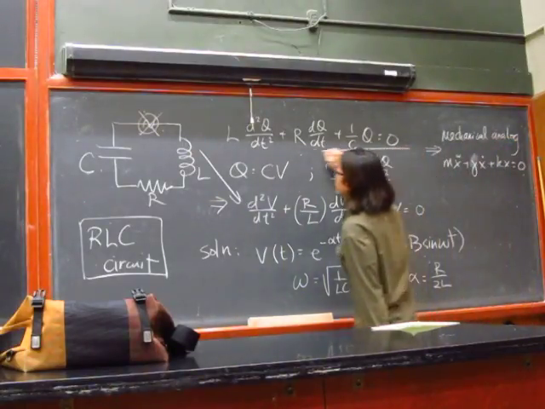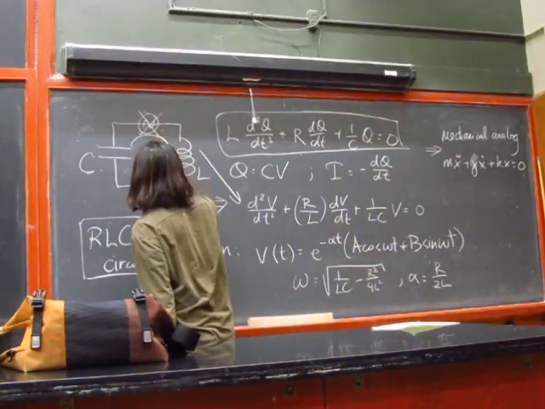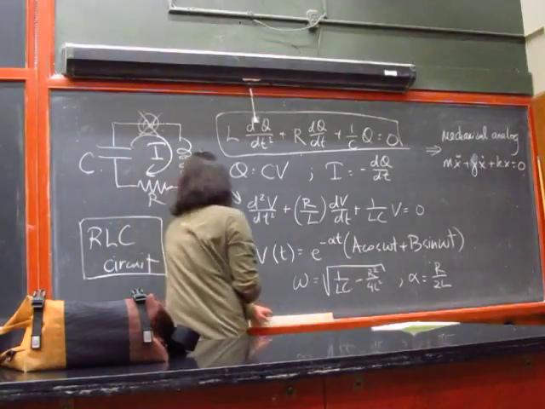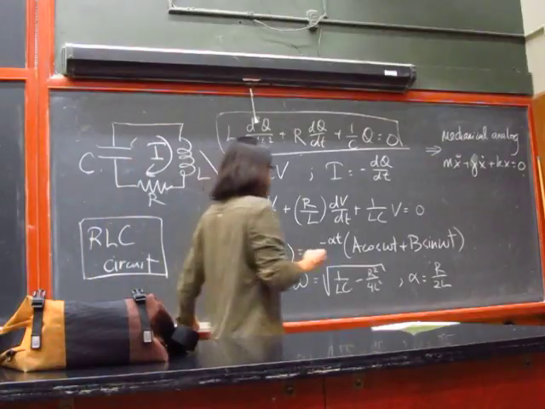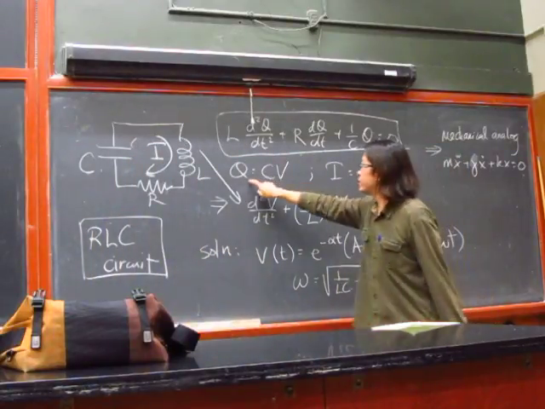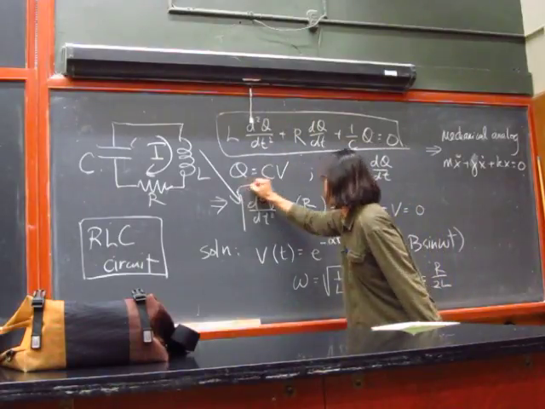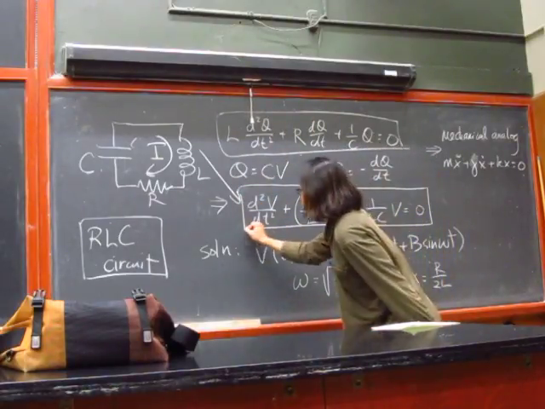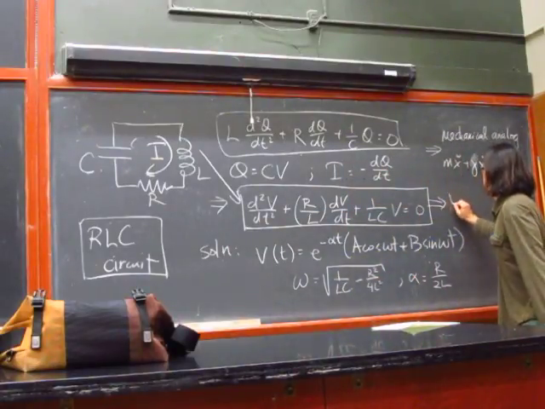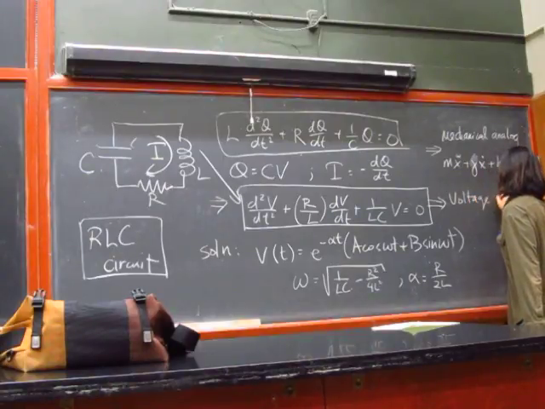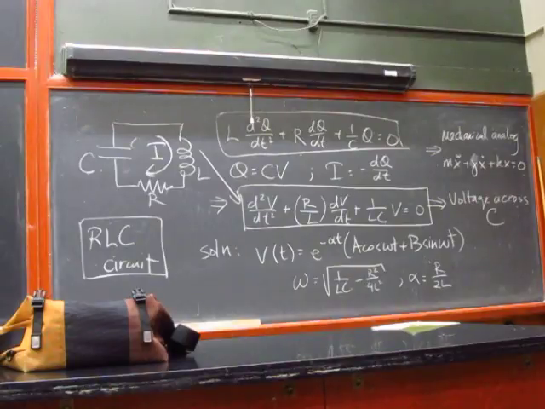So this is the Kirchhoff law around the circuit. Current is defined to be positive in that direction. No AC source. Since Q can be written as C times V, I can also write this differential equation as a differential equation for the voltage. This is the voltage across the capacitor C.